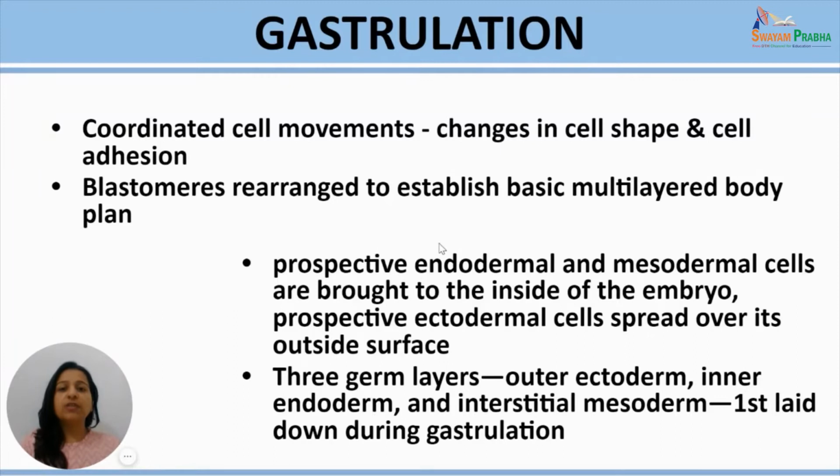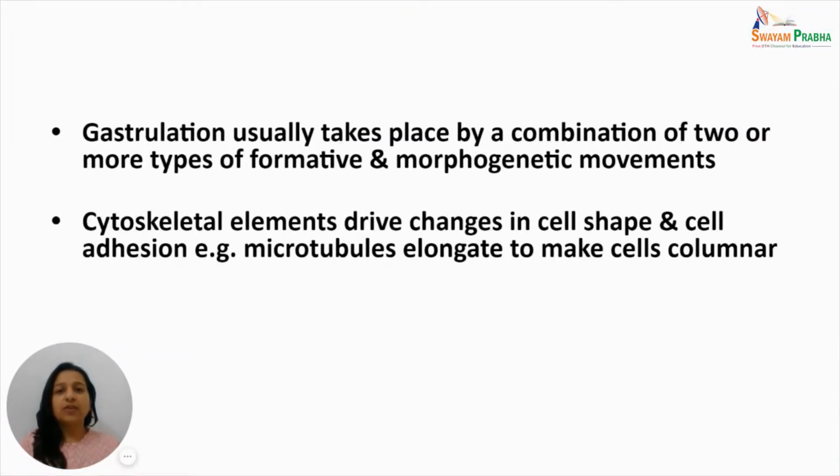After gastrulation, the 3 germ layers, that is the outer ectoderm, the inner endoderm, and the intermediate mesoderm, are laid down. During gastrulation, the prospective endodermal and mesodermal cells are to be brought to the inside of the embryo, while the prospective ectodermal cells have to spread all over its outside surface. Gastrulation usually takes place by a combination of 2 or more types of formative and morphogenetic movements of the cells with respect to each other.